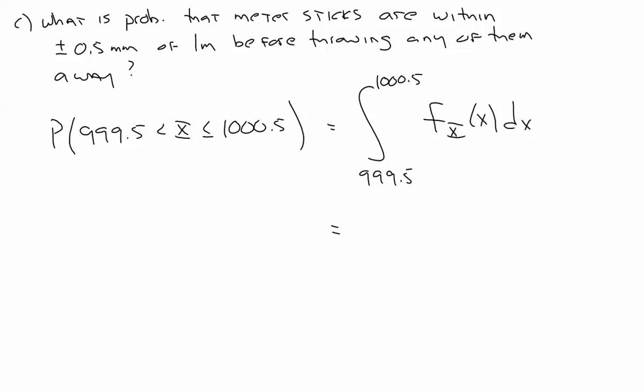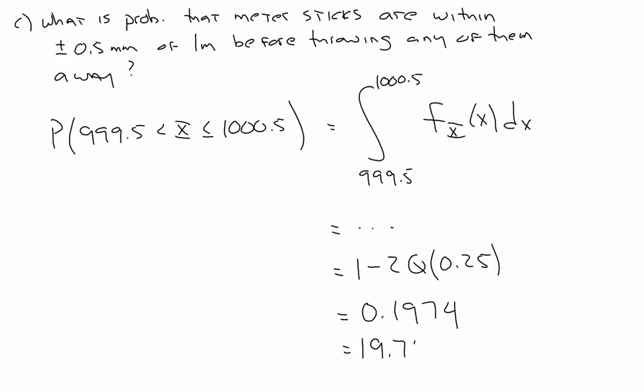I'll let you do this. It's the same steps I used on the previous page, and I get 1 minus 2Q of 0.25, and that is 0.1974 or 19.74%. You'll notice there's no 2.6115 multiplying the result at that point.